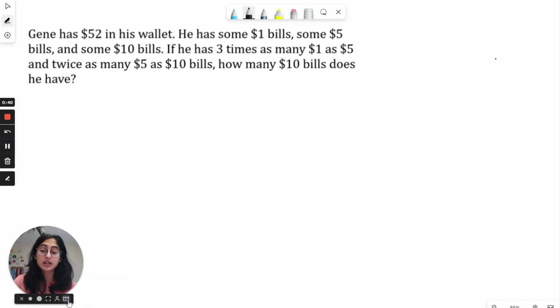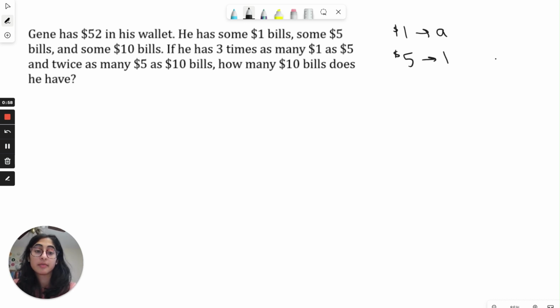So the first thing I want to do is, it might get confusing since we have a bunch of different types of numbers. We have dollars and then we have amount of bills. So we're going to create variables to represent the amount of each type of bill. So the quantity of $1 bills, we're going to call that A. And then the quantity or number of $5 bills, we're going to call that B. And then our amount of $10 bills, we're going to call that C.